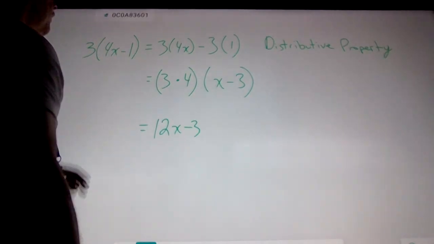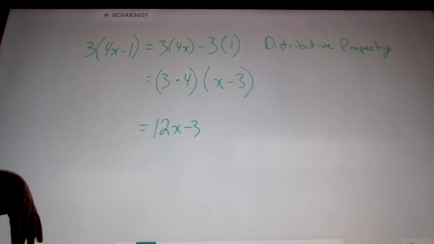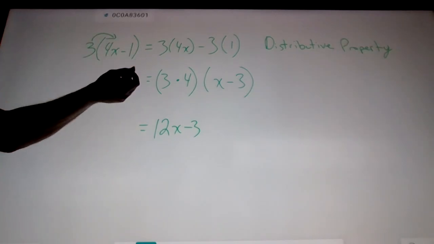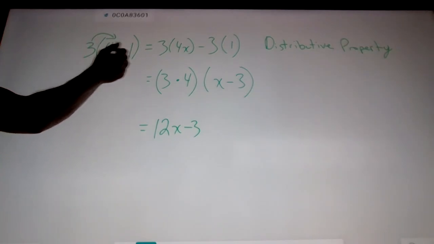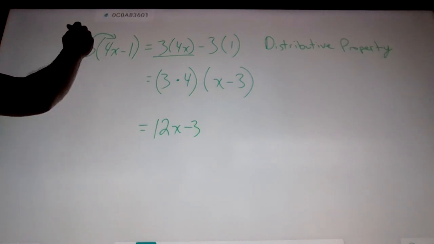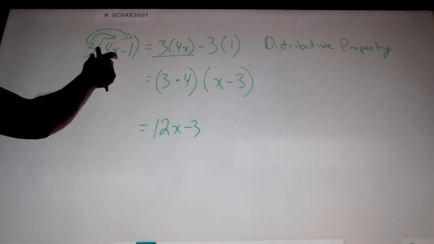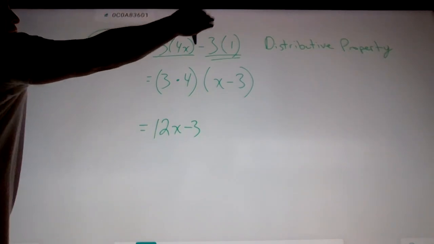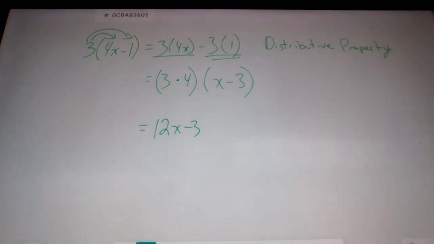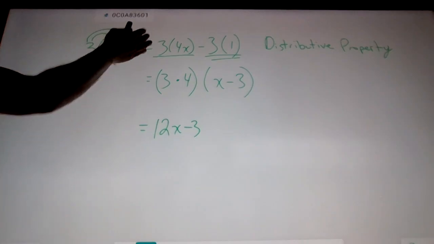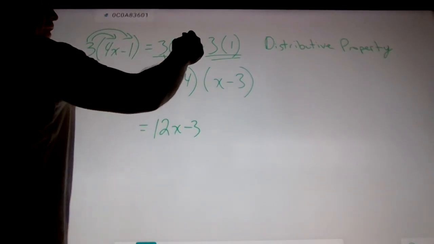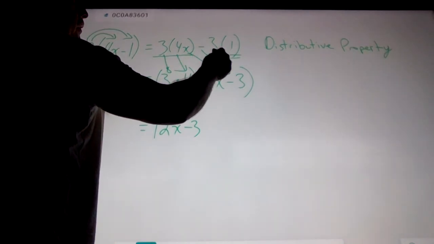Now, some examples that we've got of the distributive property. We got 3 times (4x minus 1). So you're distributing the 3 times the 4x, which is right here. You're distributing the 3 times 1, which is right there. Okay? You distribute the 3 across both. And of course, it's subtraction. Okay? So you can kind of separate these.